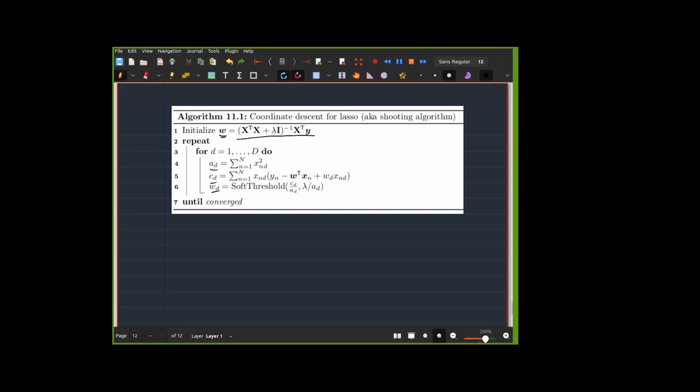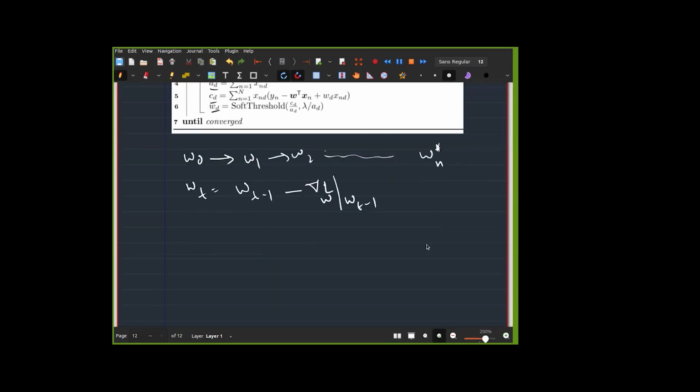There's one more algorithm if you wanted to do gradient descent. The idea is kind of simple. In gradient descent, you start from some W0, you update it, you get W1, W2, and you repeat this until convergence, to some Wn, let's say Wn star. And the idea is that Wt equals Wt minus 1, and if I'm doing a minimization, then I'll subtract the gradient of the loss with respect to W at Wt minus 1, right? That's the iterative update for gradient descent.